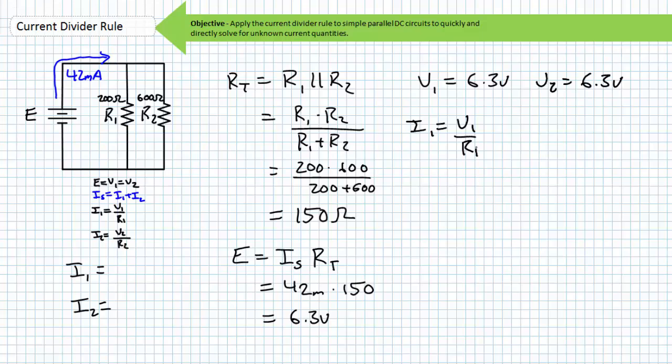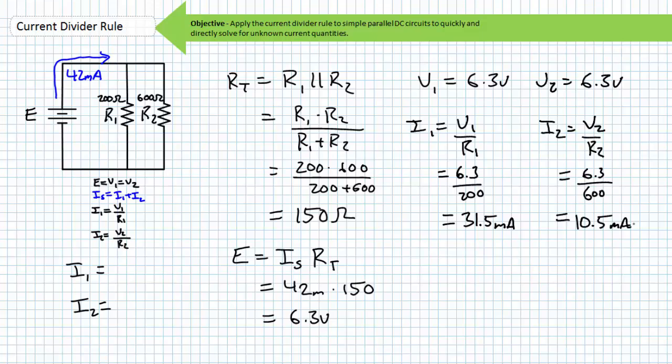The current through R1 is the voltage across it divided by its resistance. Substituting in the necessary values, we find I1 equals approximately 31.5 milliamperes. We could use Ohm's law to solve for the current through R2. However, we can also make use of Kirchhoff's current law instead. Our Kirchhoff's current law equation for this circuit is IS equals I1 plus I2. Since we were given IS and solved for I1 using Ohm's law, we can substitute these values into our Kirchhoff's current law equation and solve for I2, where I2 is again 10.5 milliamperes.